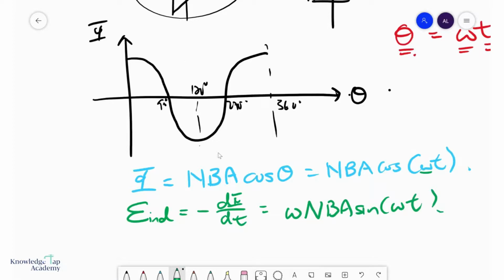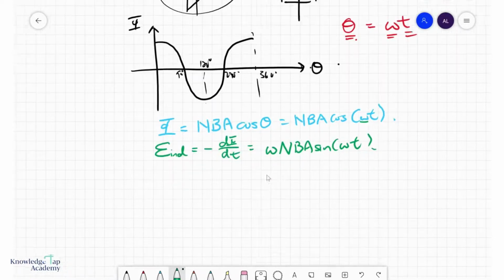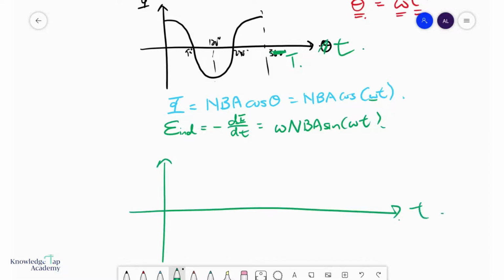And so when we do a little comparison with the two graphs, let's change this to t here. Of course, this would be the period now. You'll see that your EMF will then be a sine curve, with an amplitude of omega NBA, and so that, of course, is also your peak EMF.